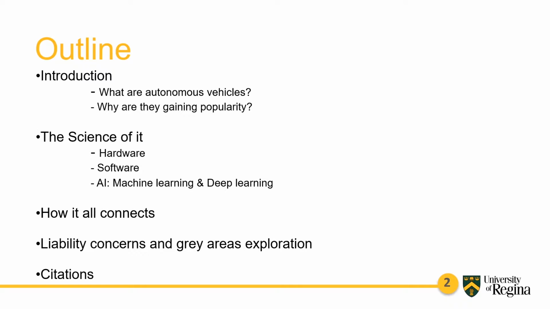Once we have a grasp of this, we connect the dots to producing an autonomous vehicle. Lastly, we must discuss liability concerns and other gray areas to look for that ultimately pave the path towards future development of this industry. Sounds good? All right, let us move ahead.